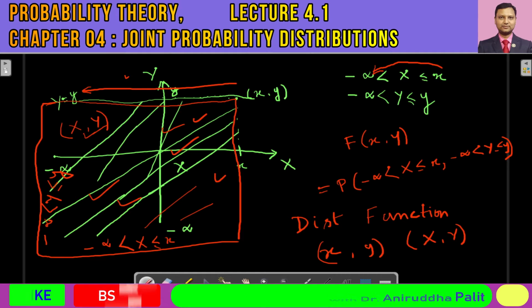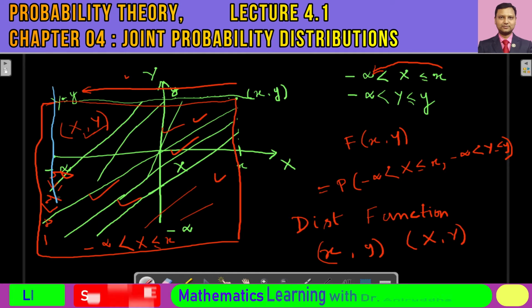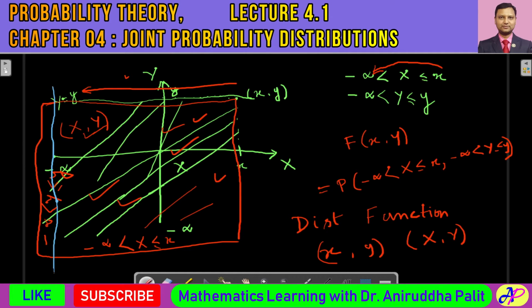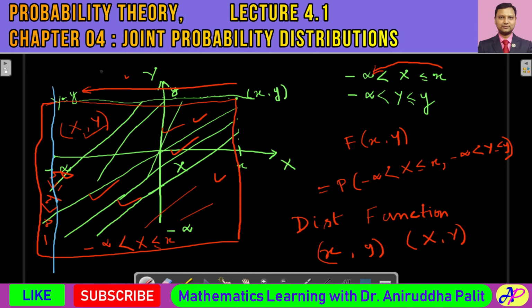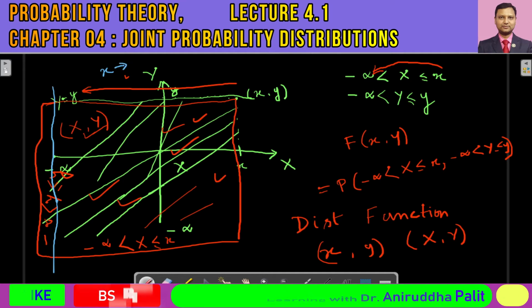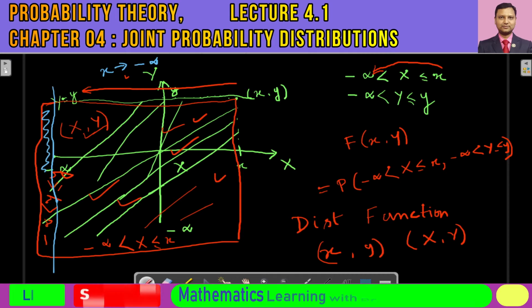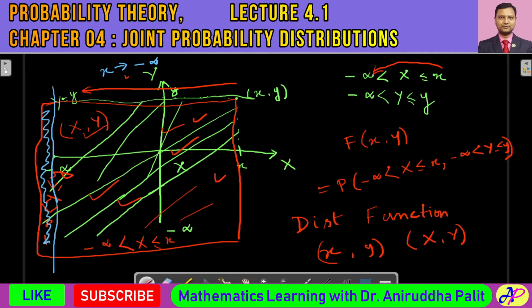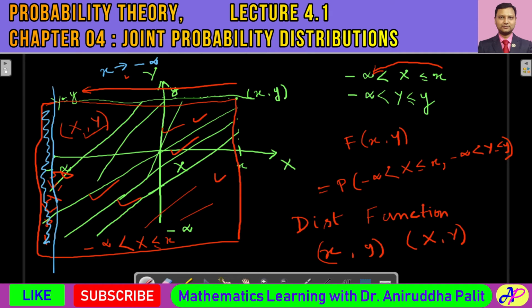Then at the limiting position, what do we have? At the limiting position, this would be the position of the line. As you take the limit x tending to minus infinity, practically we do not have any line at all. This zone will get decreased, and ultimately it will be equal to an empty set.